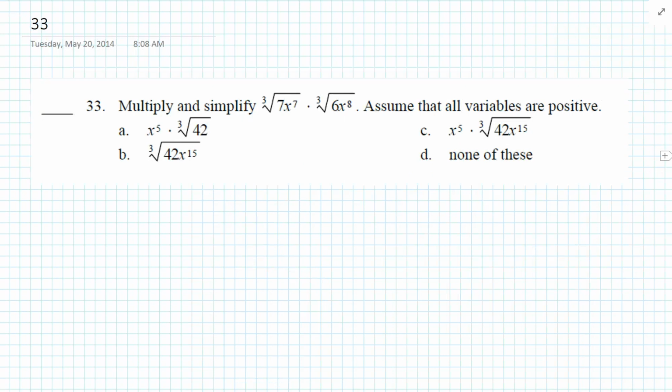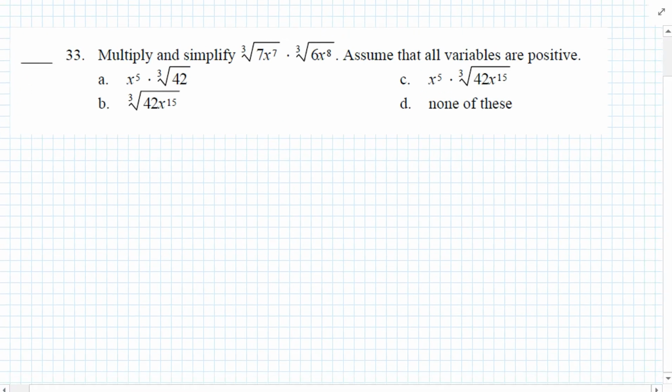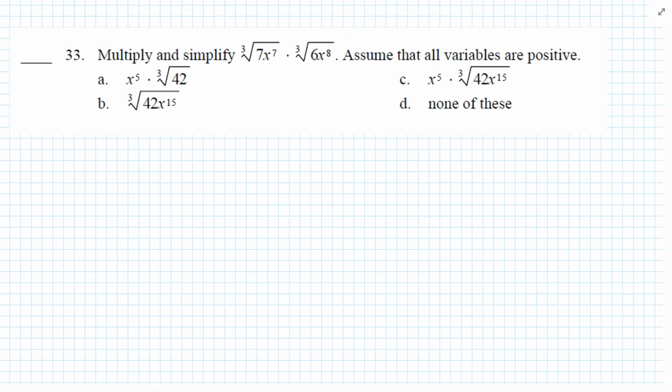33. Multiply and simplify. Well, to multiply radicals, my indexes have to be the same. Are they the same? They are. So I can just multiply like numbers. So what is 7 times 6? 42. What is x to the 7th times x to the 8th? That'd be x to the 15th.